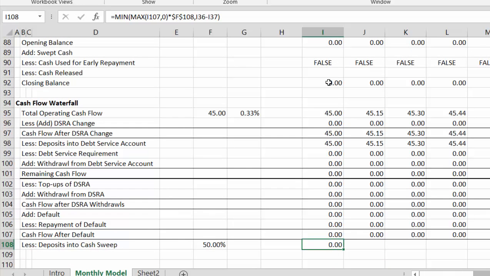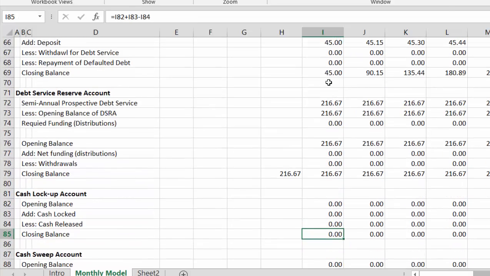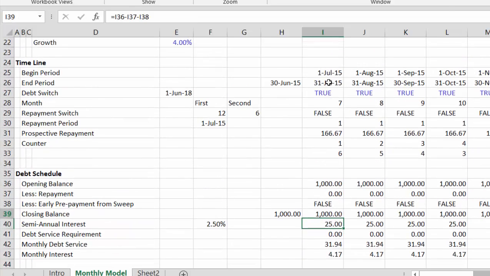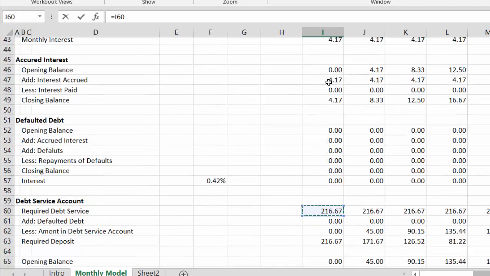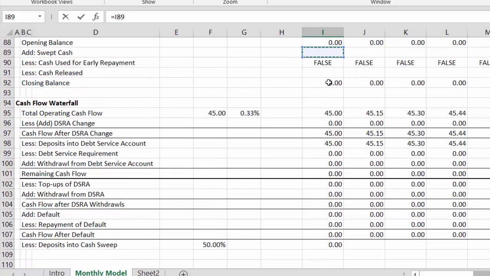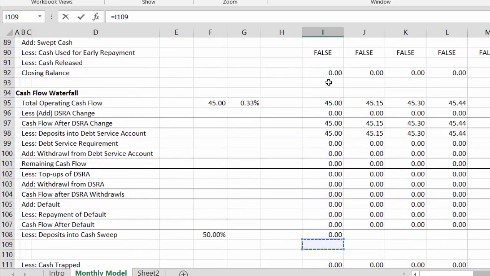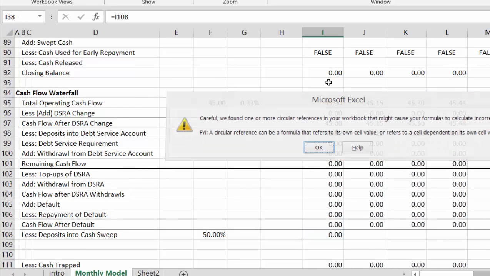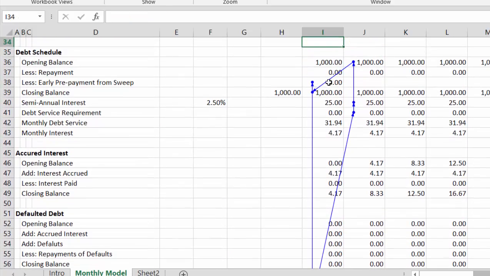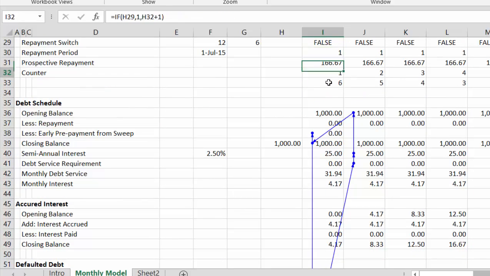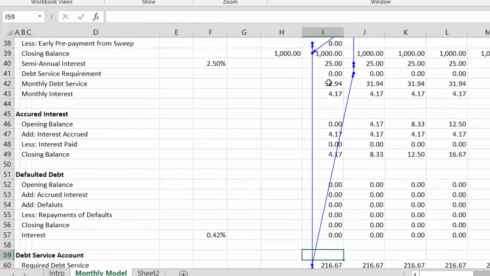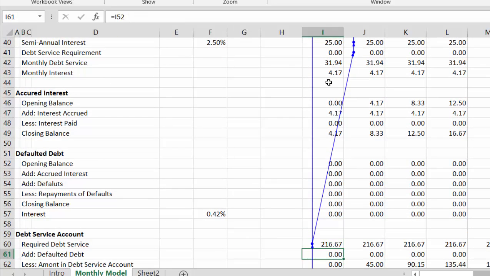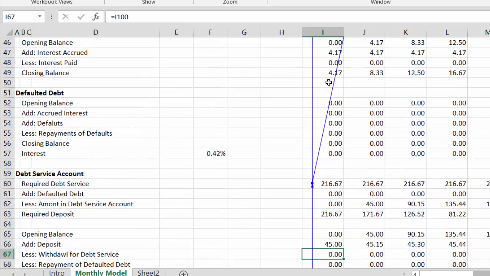And then the circular reference came because I know that this was just in the video, but excuse me for redoing this because I had to think about it for a minute. The circular reference came because of the deposits into the cash sweep, okay? And here's why they came about. We had the debt schedule, and then we had our dreaded blue lines. Oh, I hate these blue lines.